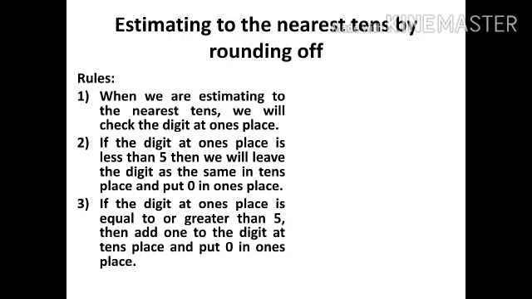Then, if the digit at ones place is less than 5, we will leave the digit as itself and put 0 in ones place. That is, we will leave the digit as the same in tens place and put 0 in ones place. Or we can say that if the ones place is less than 5, we round down. So, now we can do it with an example.